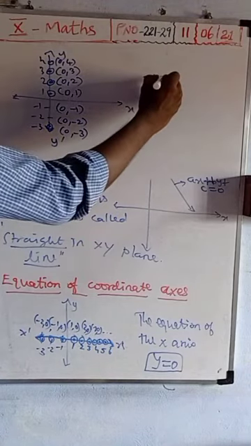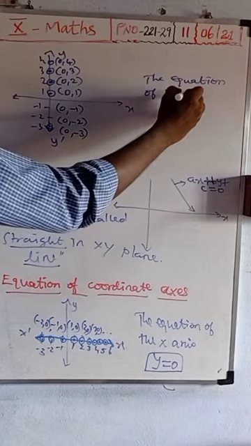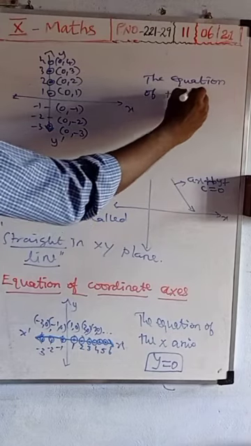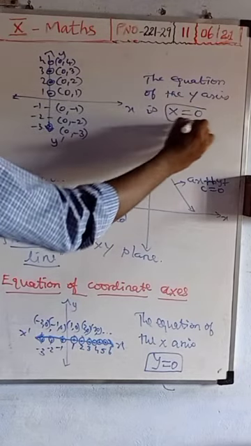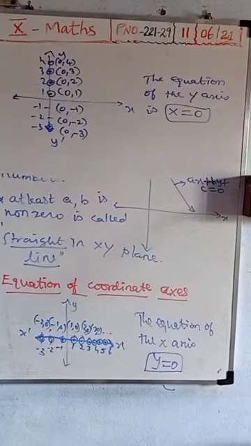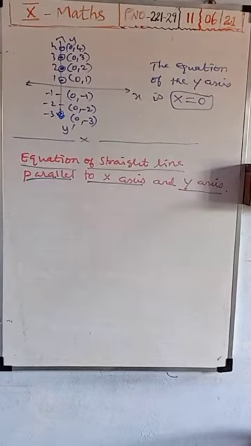Therefore, the equation of the y axis is x equals 0, and the equation of the x axis is y equals 0. The y axis means x is equal to 0. This is the equations of the coordinates axes. Next, we are going to see equations of a straight line parallel to the x axis and the y axis.